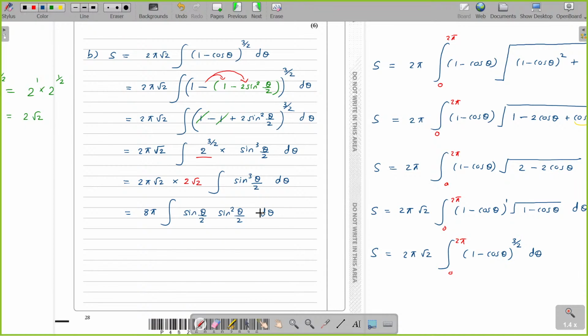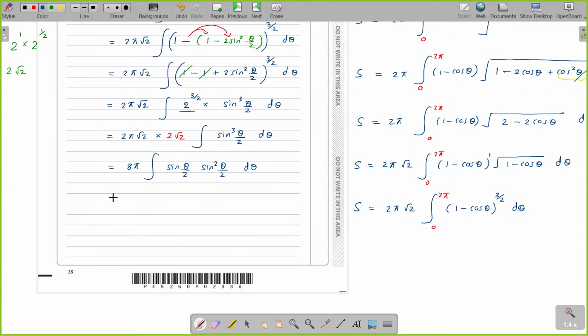Sine square is 1 minus cos square. Sine square theta over 2 is 1 minus cos square theta over 2. Okay, and then the next step is what? You can expand this, right? Sine theta over 2 into 1 and sine theta over 2 into cos square theta over 2. Let's expand the bracket. So what technique is there in my head? Why am I doing this and what technique am I planning to use? Can you see what technique I am planning to use here?